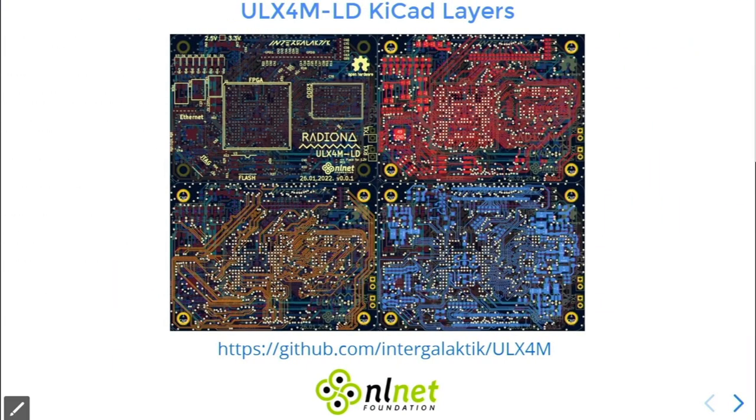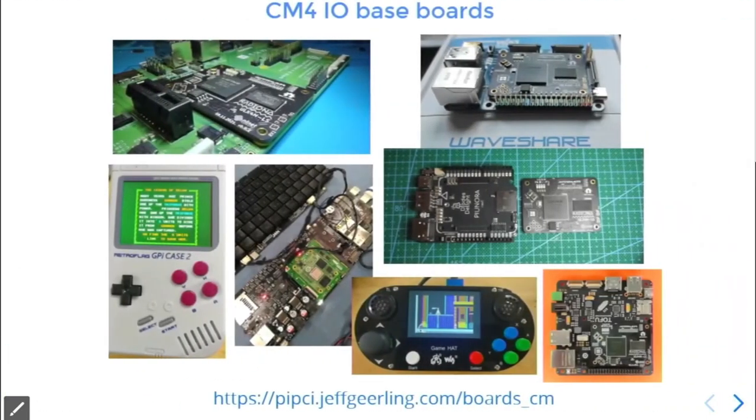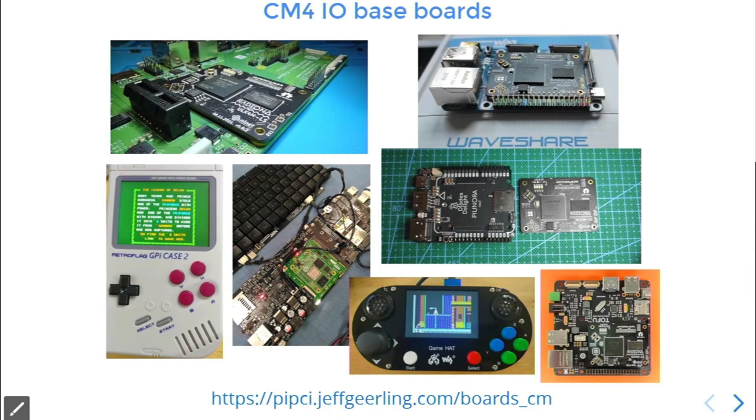ULX4M is now 6-layer. There are 3 signal layers, 2 ground planes, and 1 power plane layer. As I already mentioned, the boards are fully open, and you can check the design at the Intergalactic GitHub. As for compatibility, for the moment we have released the first version of the board. We are buying lots of already designed IO boards and fixing compatibility issues if they arise.